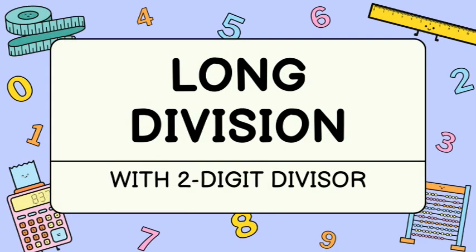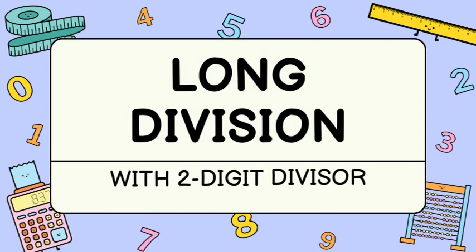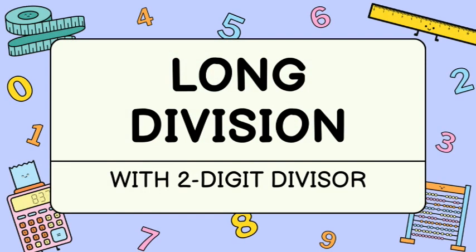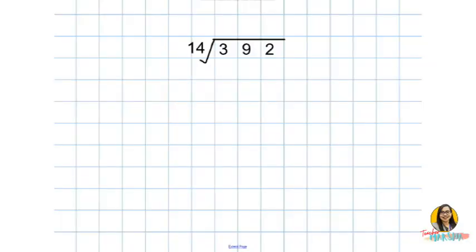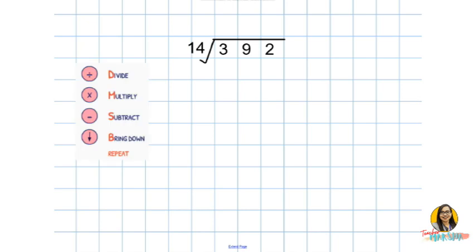Hi everyone! In this video, you will learn how to divide a number by a two-digit divisor using the long division method. Let's begin. Let us divide 392 by 14. In my previous video, I've mentioned DMSB, or divide, multiply, subtract, bring down, repeat. And we're going to follow the same steps in dividing a number by a two-digit divisor using the long division method.